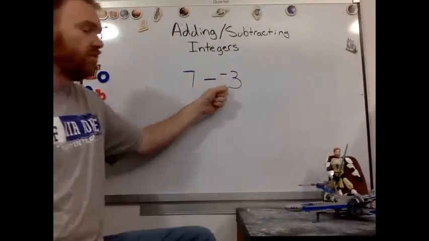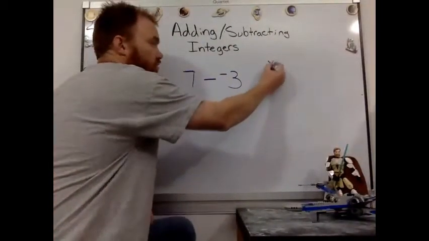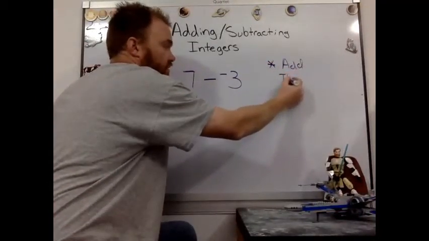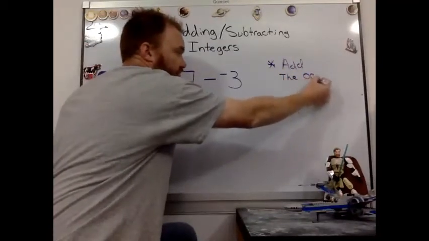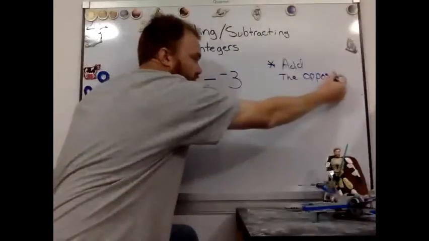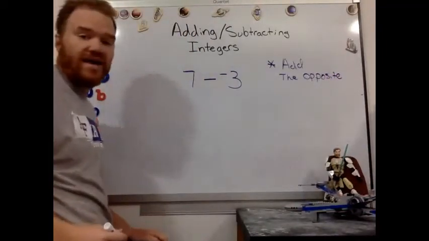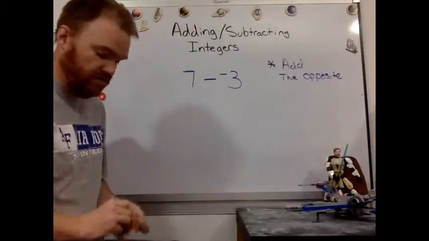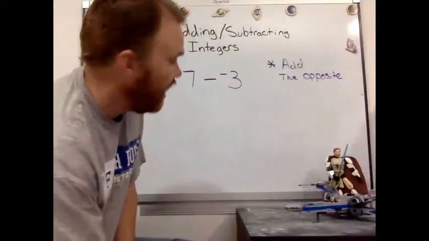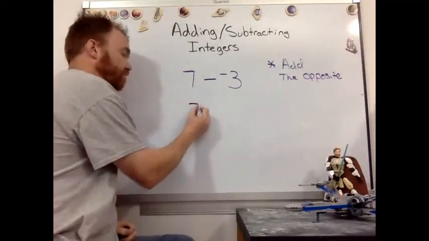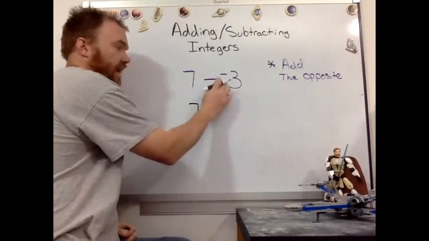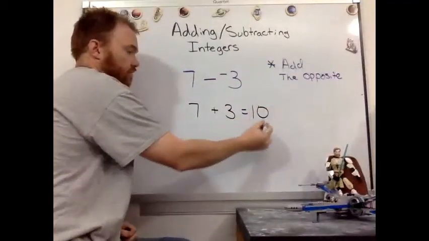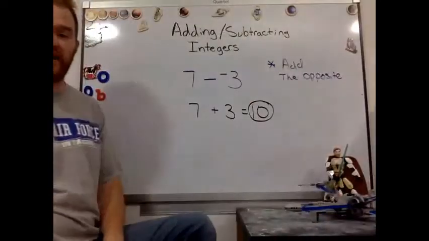So what do we do? We do this rule. And here's the rule for subtracting: add the opposite. Okay, so that's our rule here. And what does that mean? Well, it means exactly what it says up there. We're going to add the opposite. We're going to keep this 7, and then we're going to add the opposite of negative 3, which is positive 3. So positive 10 is the answer.